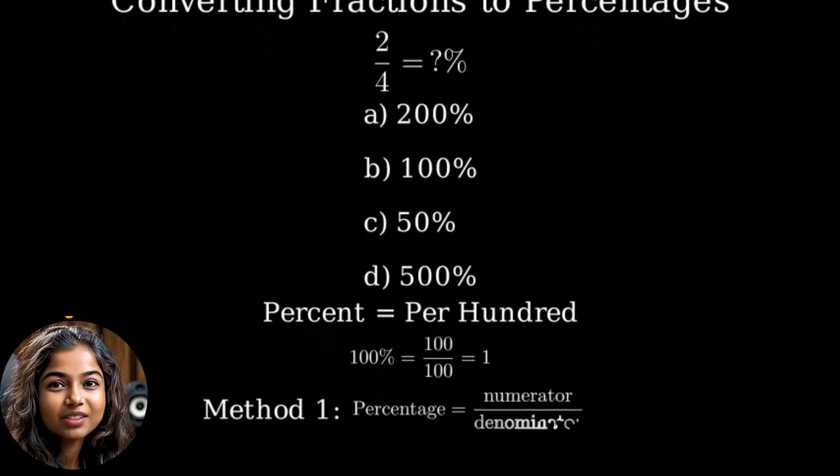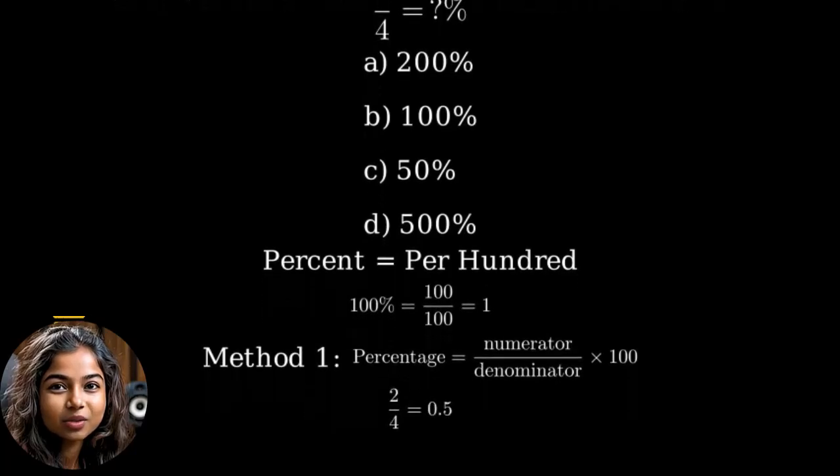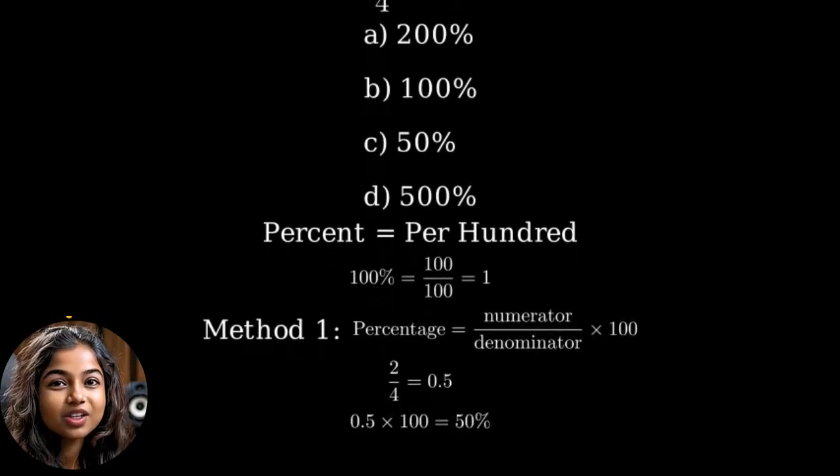Method 1. We can divide the numerator by the denominator and then multiply by 100. Let's apply this to our fraction 2/4. First, we divide 2 by 4, which gives us 0.5. Then we multiply 0.5 by 100, which equals 50.